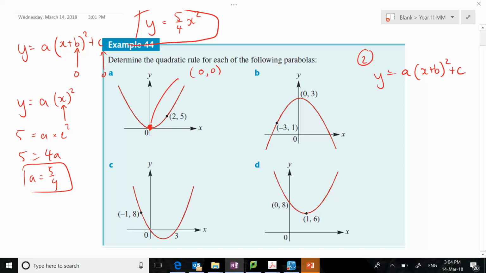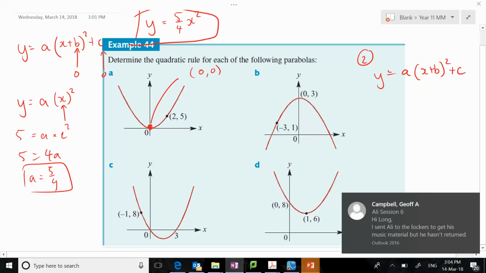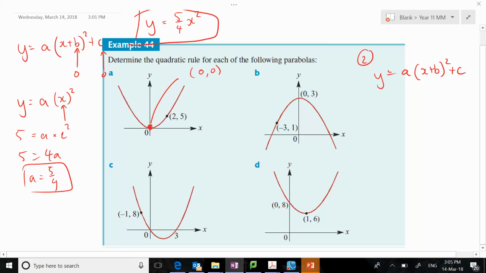Now let's read the turning point. What happened to the turning point? It didn't move left or right, 0. Up 3. So the only one that's responsible for up 3 is C. Exercise 3D, by the way. So that tells me up 3 means plus C, and B has to be 0. That's the only way to not move left or right. The only way to move it up or down, C has to be plus 3. So this is my equation. I've got y equals a x squared plus 3.